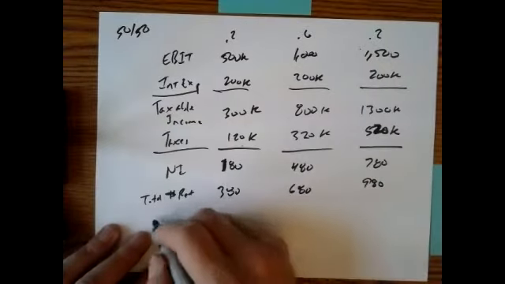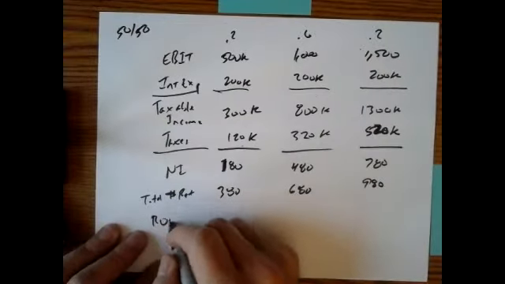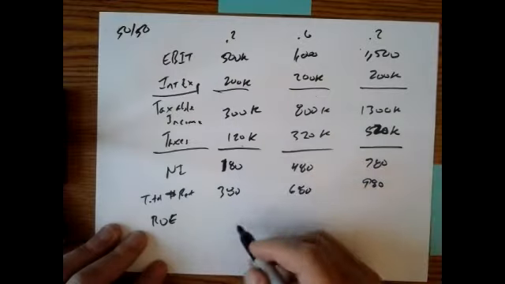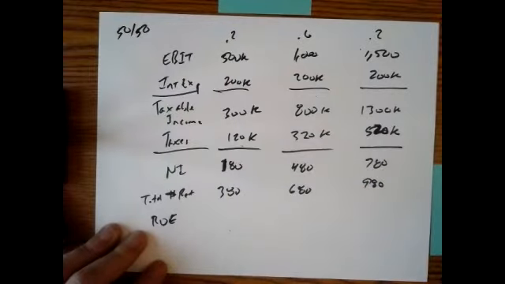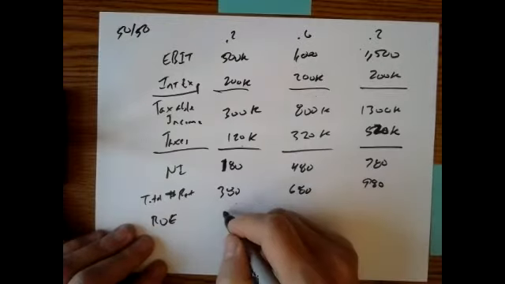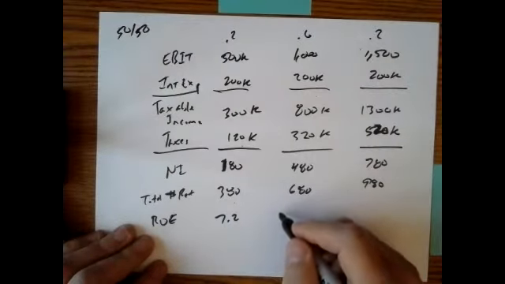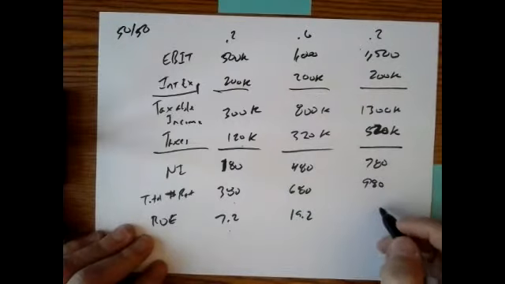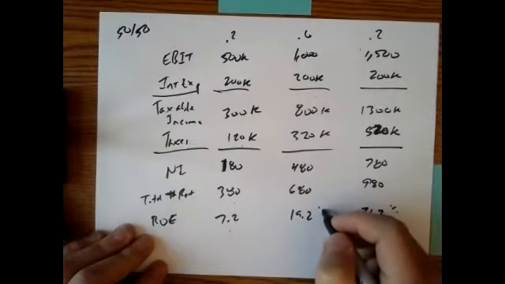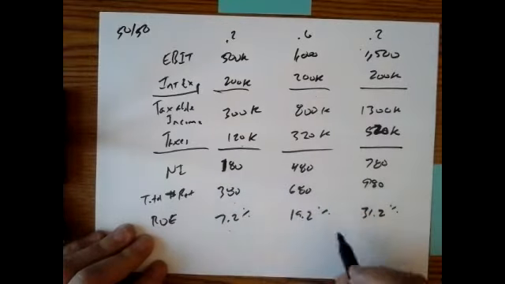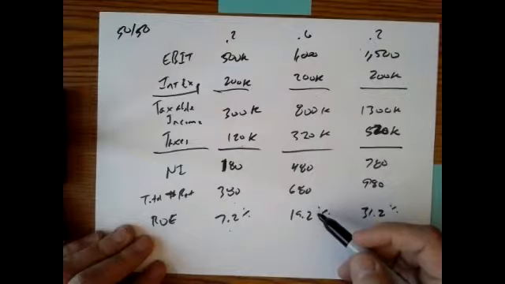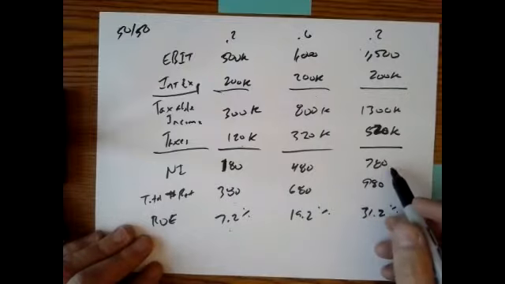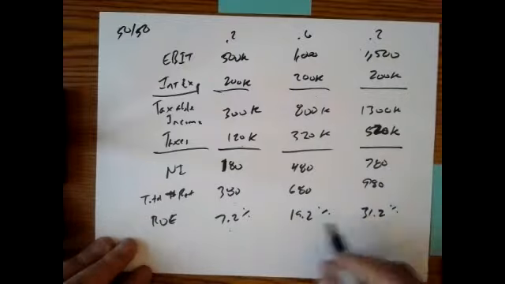And then ROE is going to be 180 divided by 2,500. So 180 divided by 2,500 gives me 7.2%, 19.2%, and 31.2%. So that's 480 divided by 2,500, and 780 divided by 2,500.